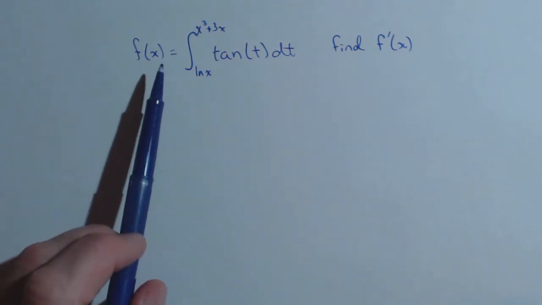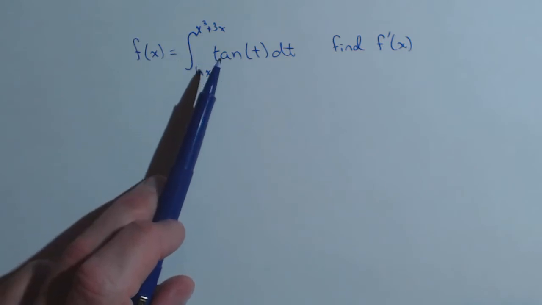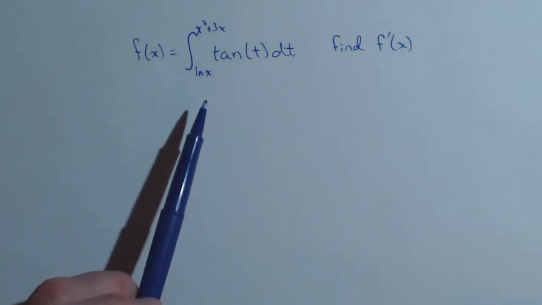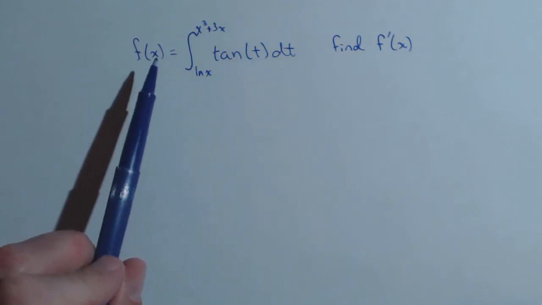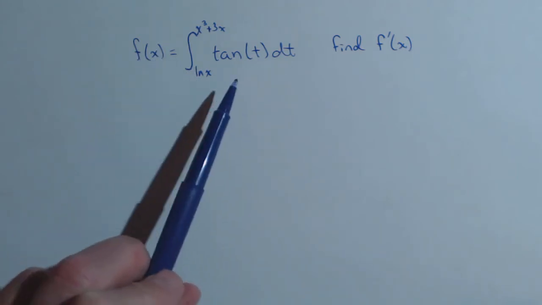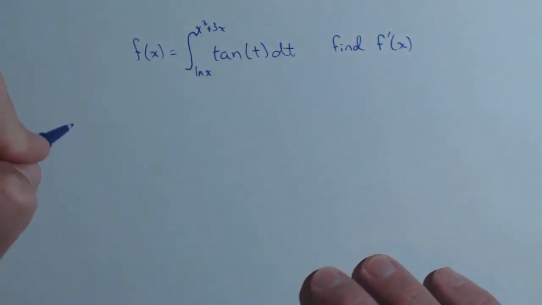In this video, we're given an integral function, f of x equals the integral from ln of x to x cubed plus 3x of tangent of t dt. An integral function is when one or both of our limits depend on our input variable, and we use this dummy variable t in our integrand. And we're going to find f prime of x.